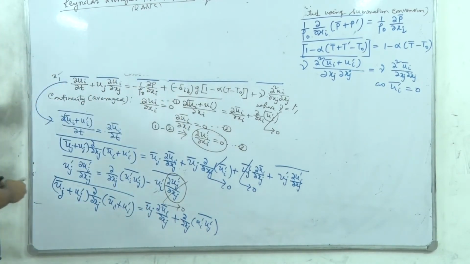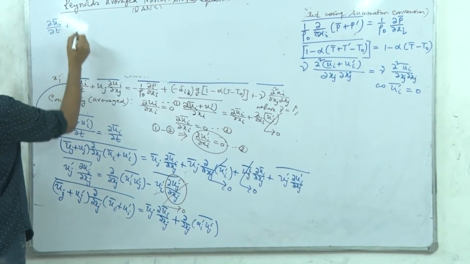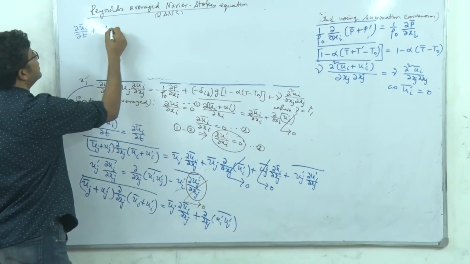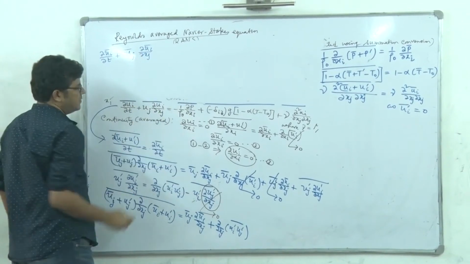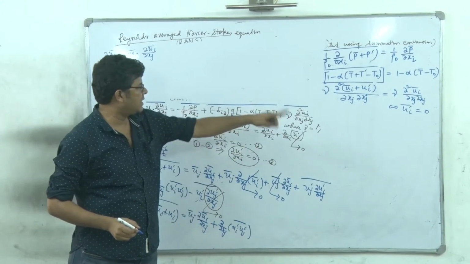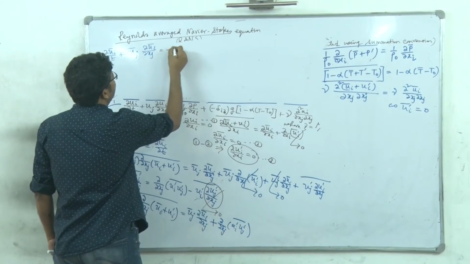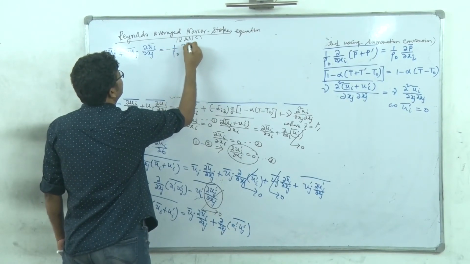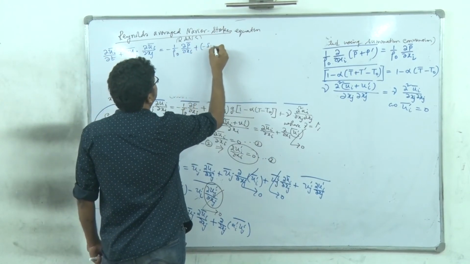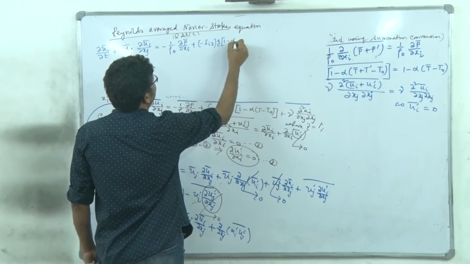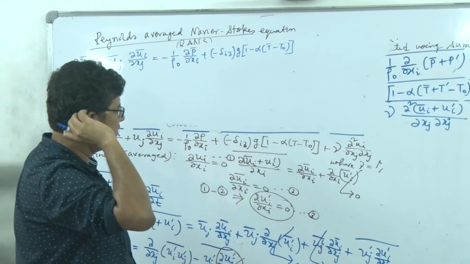So what will be that? Here we will have del ui bar del t plus this term uj bar del ui bar del xj. Now we will shift this term on the right hand side. Okay, you see this term I will shift to the right hand side. Then minus of 1 by rho naught del p bar del xi plus delta I3 into g 1 minus alpha (t bar minus t naught). Then we had this term.